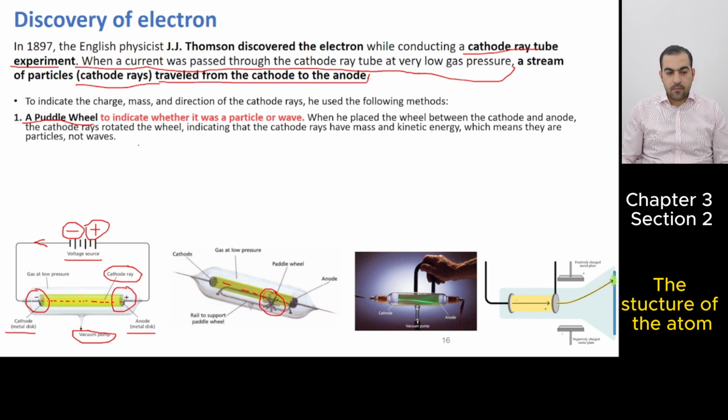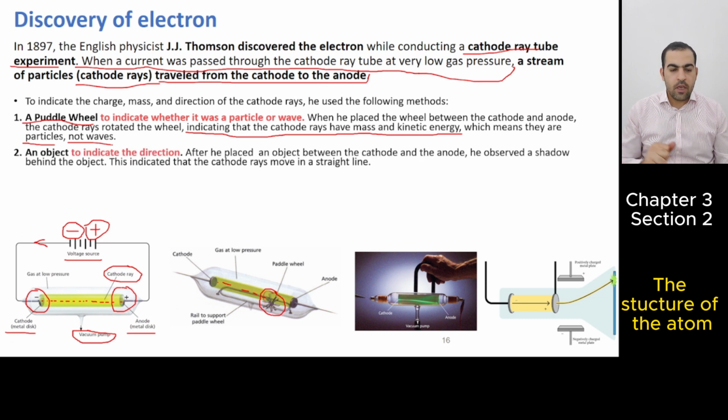So this indicates that the cathode rays have mass and kinetic energy. That's why the wheel was rotated. If the cathode rays don't have mass and kinetic energy, how would the wheel rotate? So which means they are what? They are particles, not waves. By this method, he indicated that the cathode rays are particles, not waves.